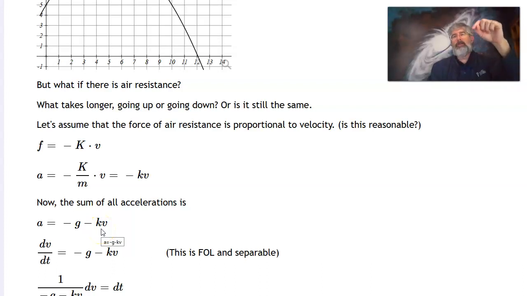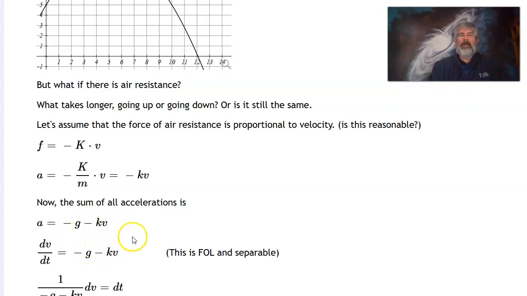But when this object is coming downward and velocity is negative, the minus k times v turns out to be a positive term, and so this part of it actually is pointing upwards. So with positive velocity, this is pointing downward, but with negative velocity, the acceleration is pointing upwards. That part of the acceleration, anyway. This is always pointing downward.